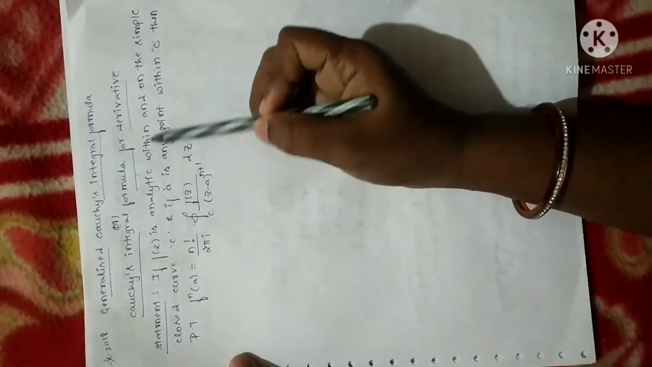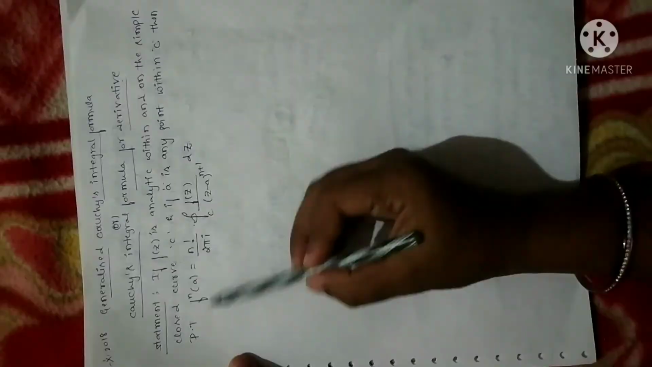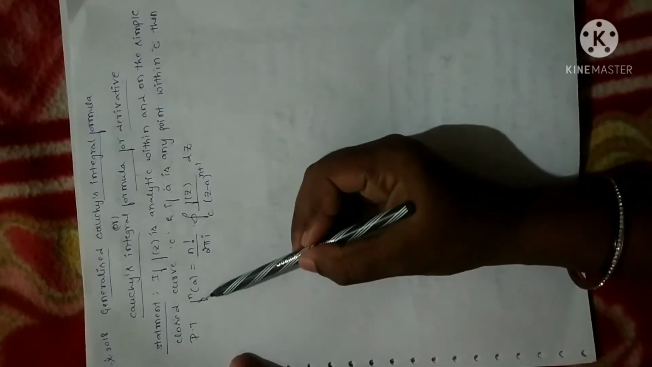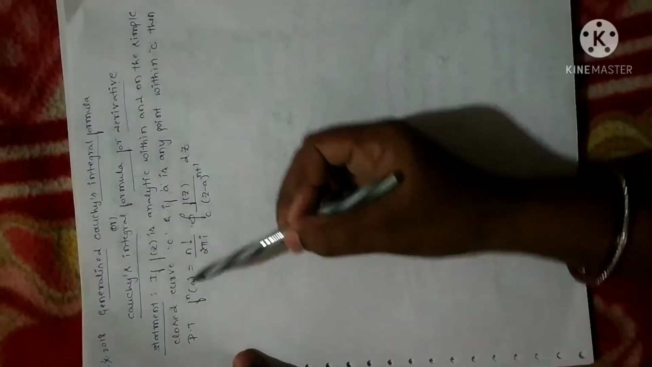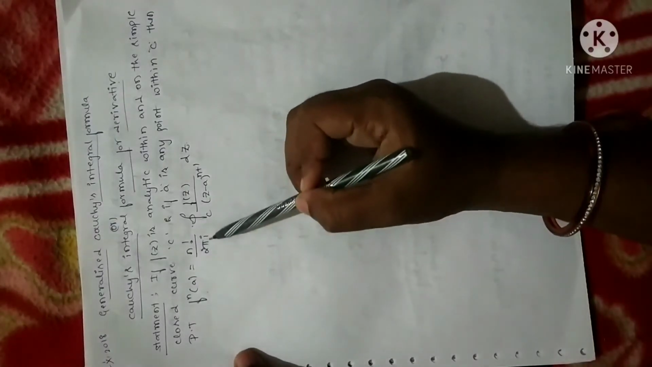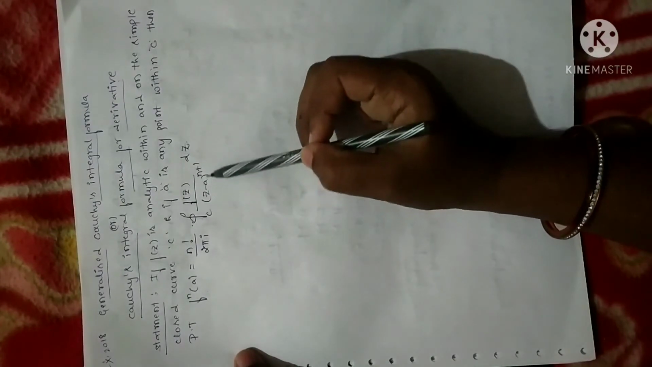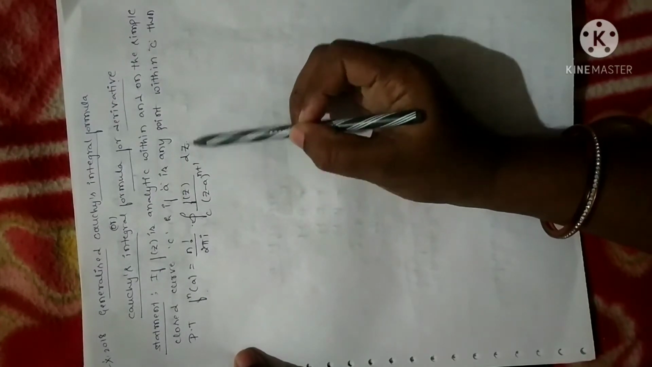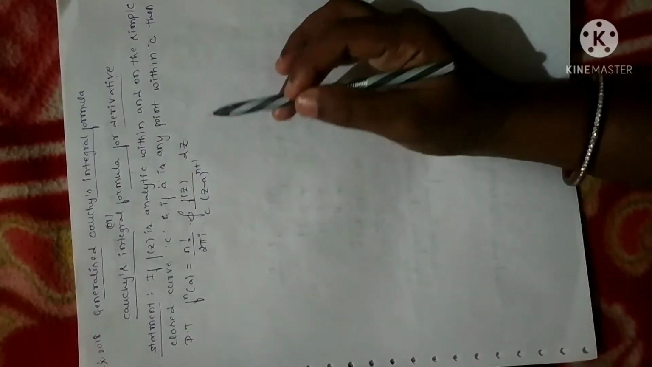If f of z is an analytic function on a simple closed curve C, and if a is any point within C, then we have to prove that f to the power n, that is f differentiated n times with respect to a, is given by n factorial divided by 2 pi i into the integral over the closed curve C of f of z divided by z minus a to the power n plus 1 into dz. It is just a generalized case of the previous theorem that I have proved now.